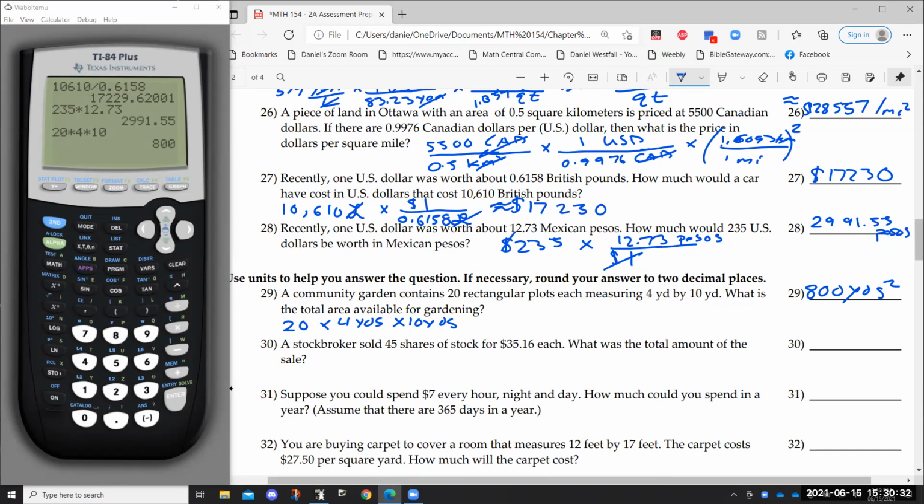A stockbroker sold 45 shares of stock for $35.16 each. What is the total amount of the sale? 45 times $35.16 each is that he sold it for $1,582.20.